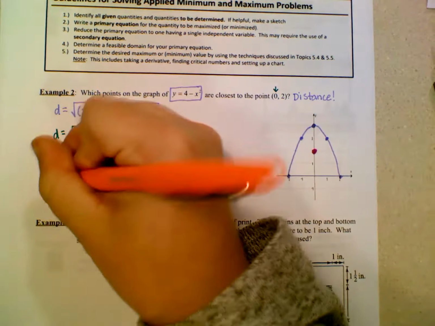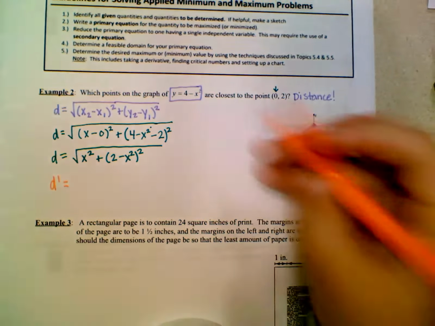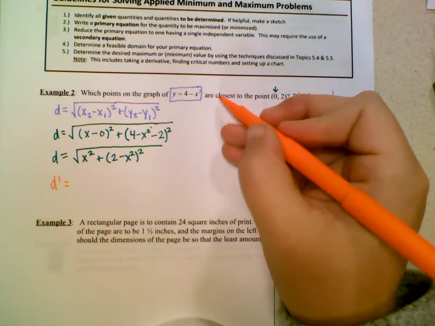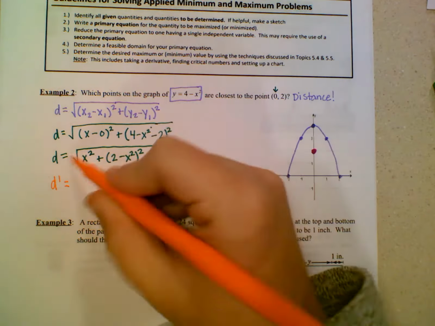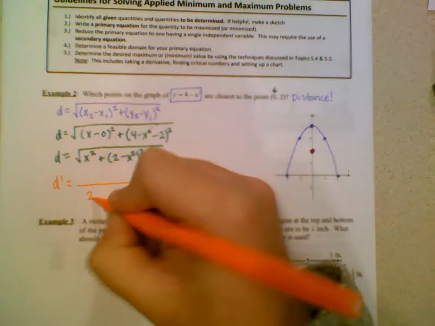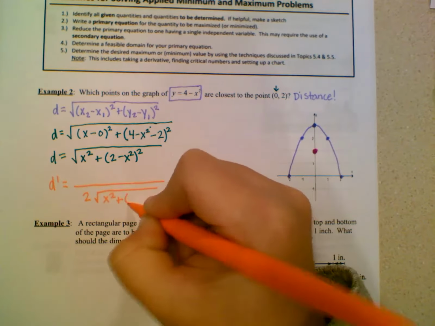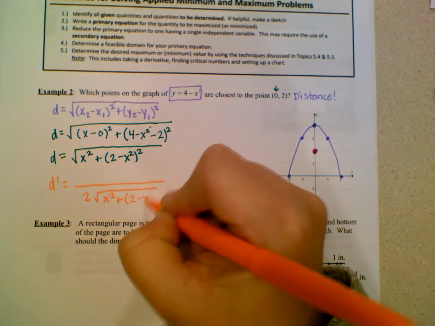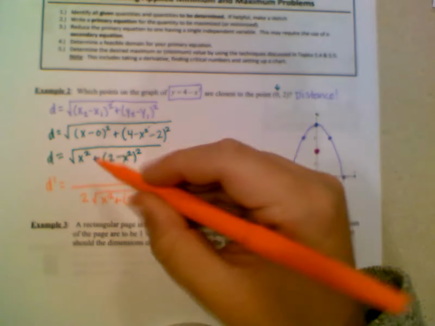All right. So taking the derivative. So this is what's going to find the closest point. So the minimum distance is what we're finding. So the derivative of a square root is 1 over 2 square roots, right? So on the bottom, I'll have 2 square roots, and inside the square root, nothing will change. On the top of the square root is going to be the derivative of the inside.